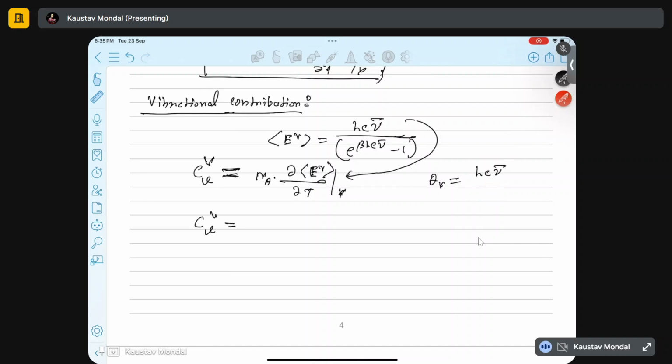hc nu bar by k, where k is the Boltzmann constant. So this is the expression of basically the vibrational temperature.